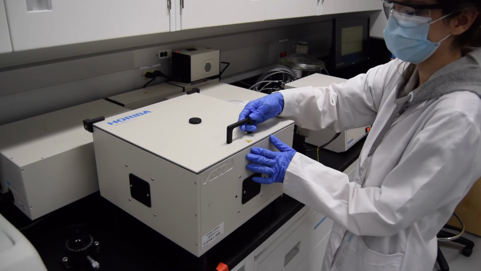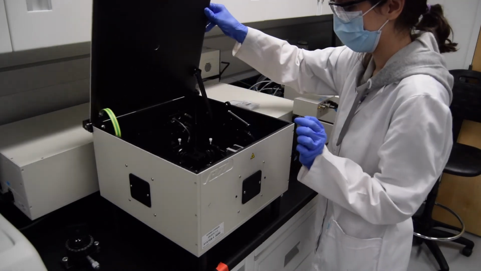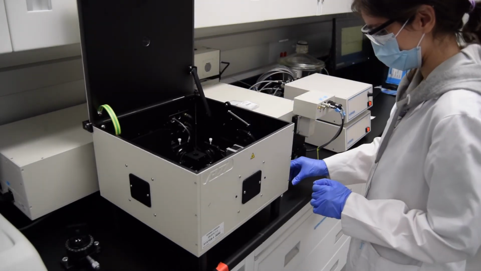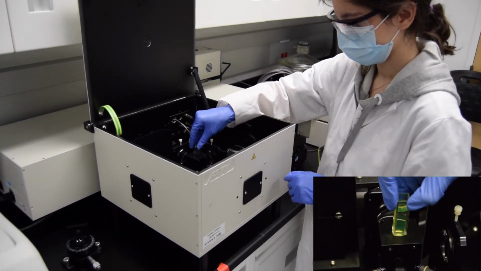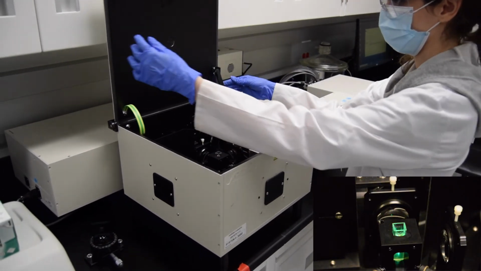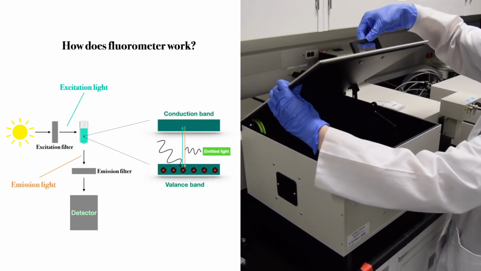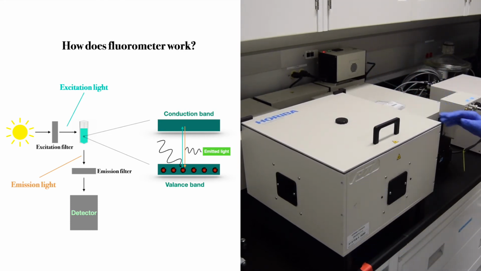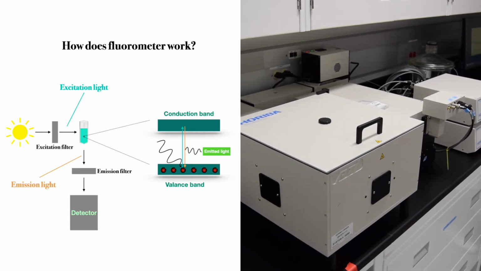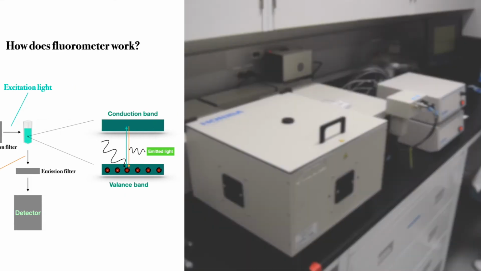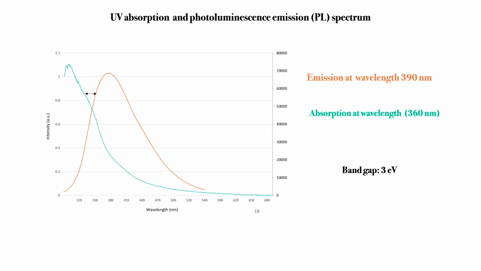Now that we have our perovskite, we can analyze its properties, and one of the important characterizations that can be done is measuring the absorption and emission of the crystal. This can be done by using a fluorometer. A fluorometer will illuminate light at a specific wavelength to our sample, which is placed in the cuvette, and this will cause the electrons in the material to be excited. Then the detector can measure how much light is emitted from the sample. The perovskite that I made in this case has a photoluminescence intensity at a wavelength of 390 nanometers when it is excited at 360 nanometers.